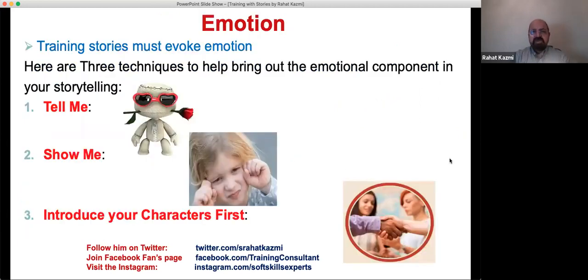Stories, training story guy, teaching stories must evoke some emotions, okay? There are three techniques to help bring out emotional components in your storytelling. Tell me, guys, tell me. You have to, guys, basically start to tell a story. In this picture, for example, what happens there? A man has stabbed himself with a rose.